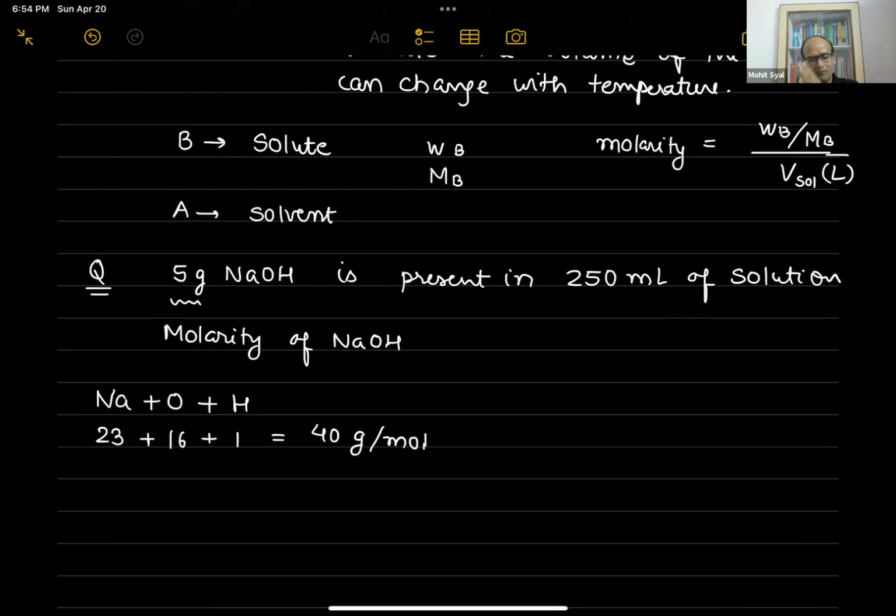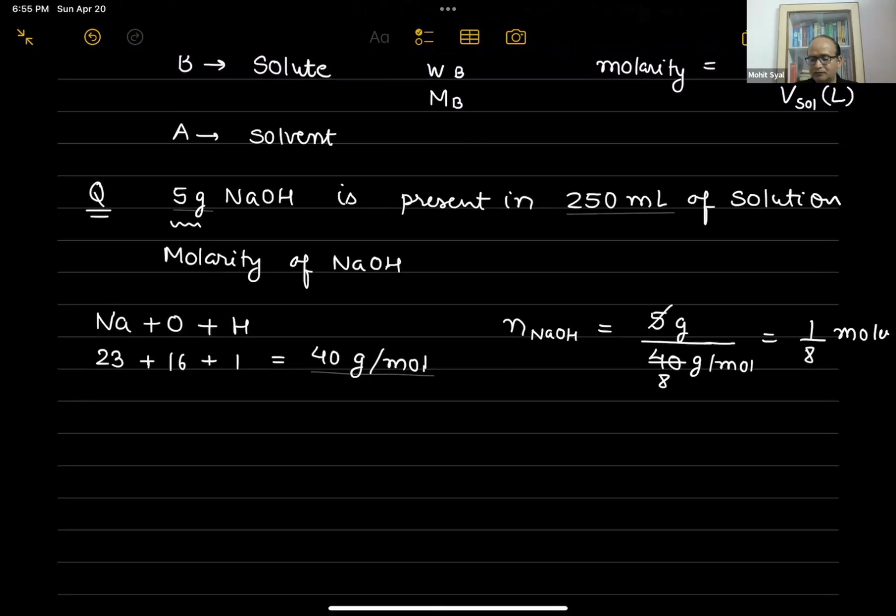Means 40 grams will make 1 mole. So the number of moles you can find out separately, because even if you make some mistake, you will be able to make it out. The number of moles is given mass by molar mass. Given mass is 5 grams and the molar mass is 40 grams per mole. So this is 5 by 40, which is 1 by 8 moles. Let it remain in the fraction only because we need to solve it further.